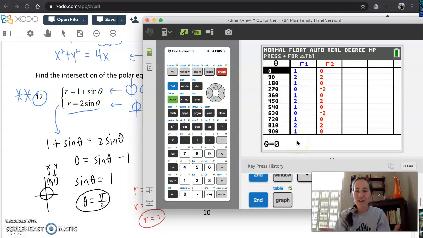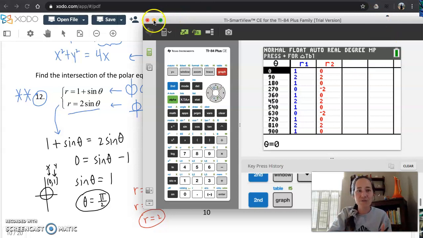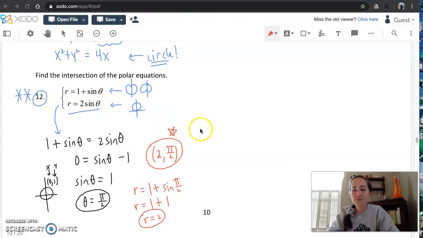So moral of the story, we trust our gut, right? There is one solution to this system of equations, and that is 2, pi over 2.